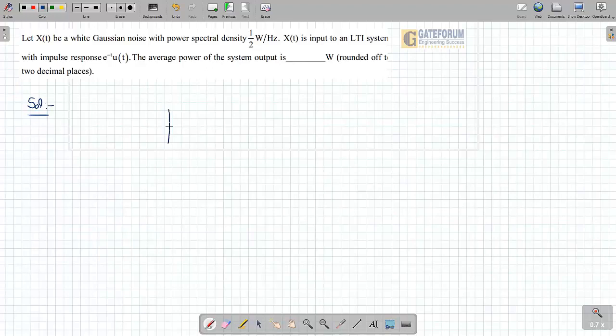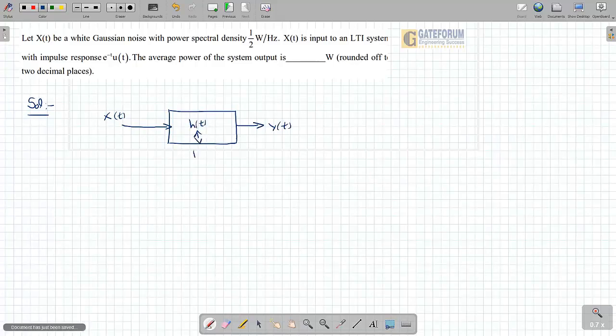So it is something like this: you have an LTI system. Input is, let's say, X(t), output is Y(t), impulse response h(t), and frequency response is H(f). Now I know by the principle that Sy(f) is |H(f)| squared times Sx(f).